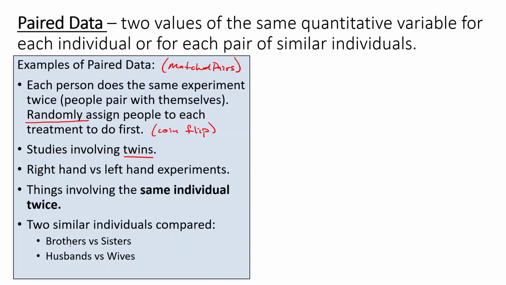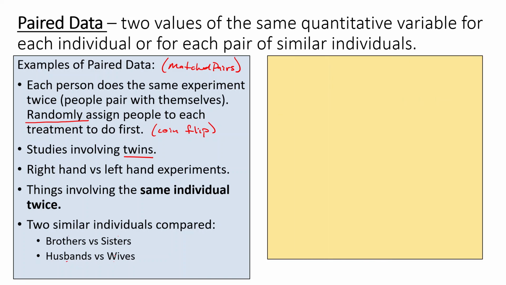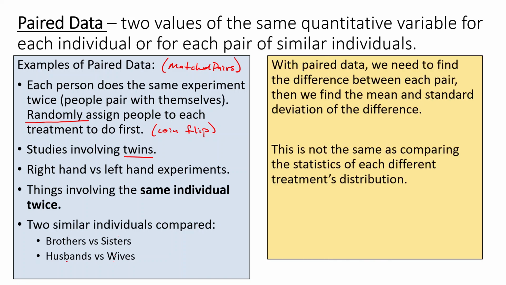Another example here is if you have brothers and sisters, you can test the brother versus the sister, or two brothers versus each other or something. Husbands versus wives. Again, they're all similar to each other because they should all live in the same area and that sort of stuff. All right, let's see.